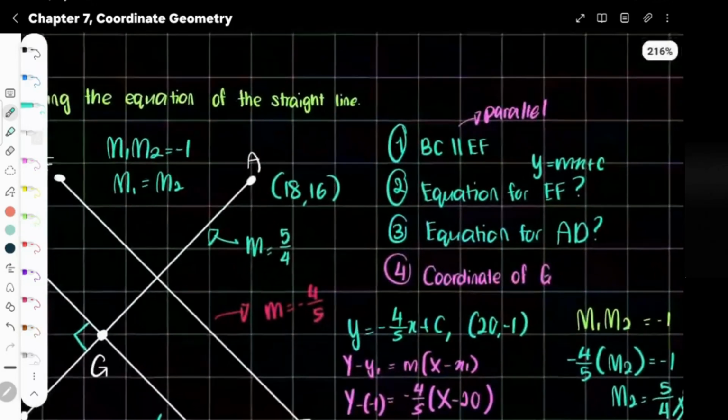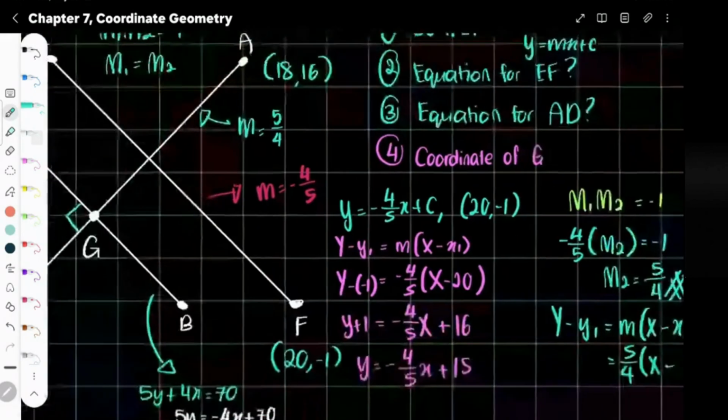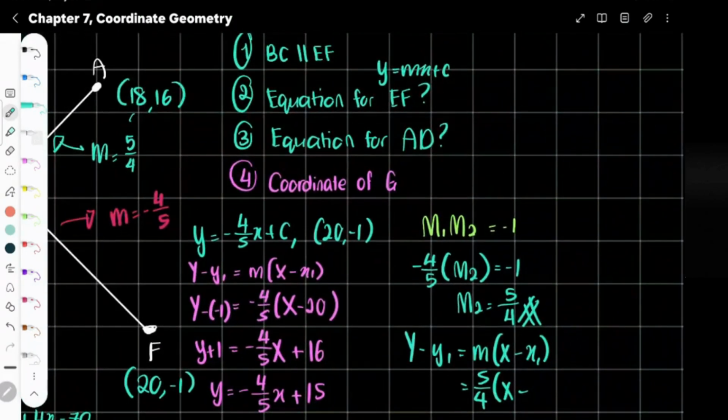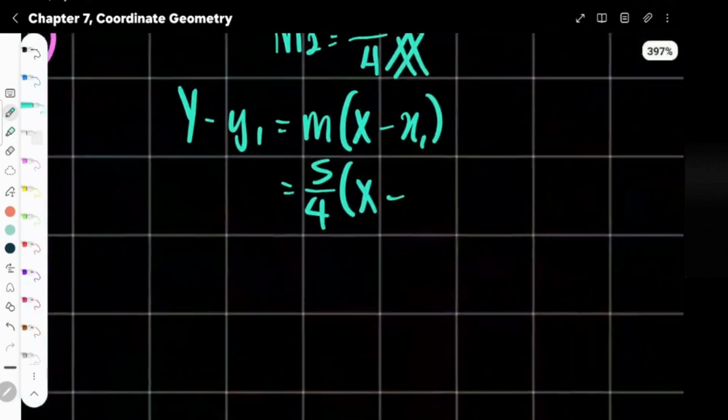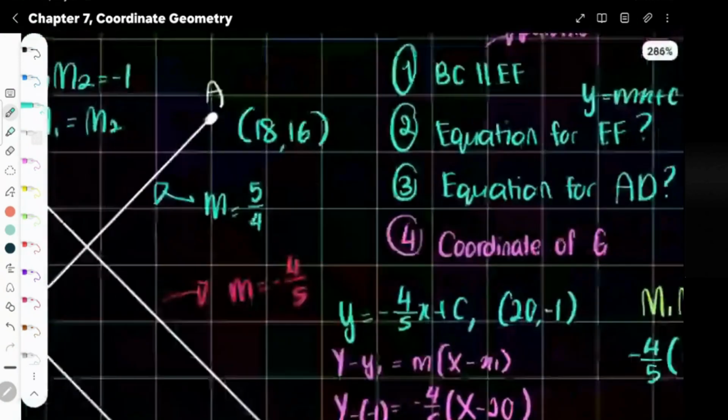So what is the x value here? We take from this one. Do not take from f. You take from this one here, because we are talking about this straight line, right? We are not talking about this straight line, okay? So this is x, this is y. So 18 and 16. So y minus 16. Yeah, correct.